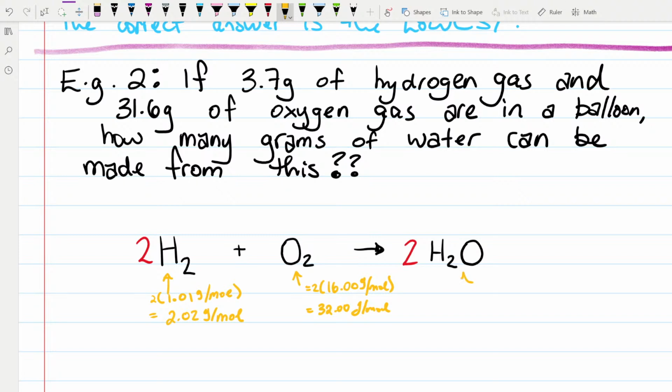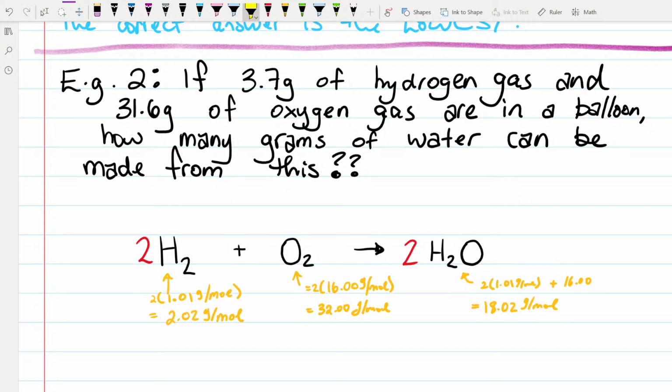And finally, water. Take a minute and do that as well. Well, that's those 2 hydrogens at 1.01 grams per mole, and an oxygen at 16.00 grams per mole. So that means every water molecule should weigh 18.02 grams per mole. All right. So that's, as we said before, just setting the table.